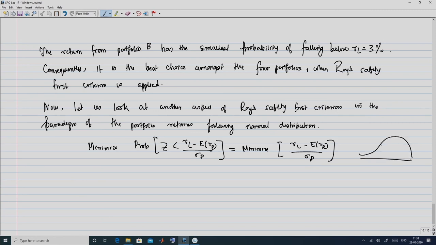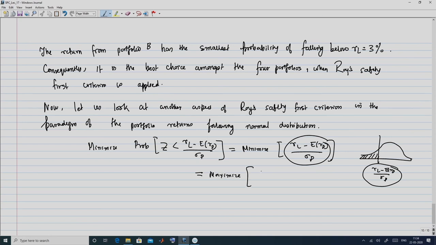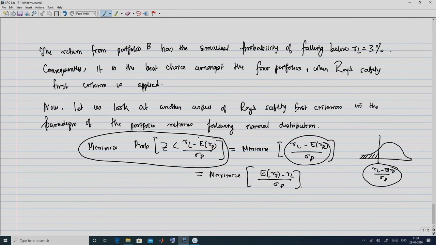Remember that here we had this (RL minus E(RP)) over sigma P, and we wanted to minimize the area under the curve. So the minimization of the shaded area under the curve amounts to minimization of this quantity. Now the minimization of this quantity is the same as maximization of the negative of it, that is (E(RP) minus RL) over sigma P. So the Roy's safety first criterion, in case of the returns of the portfolio being normally distributed, reduces to minimization of the probability, which is then equivalent to maximization of the excess return over your safety threshold divided by sigma P.